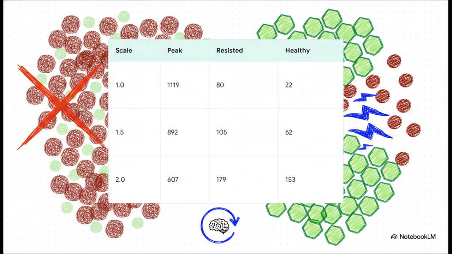But drop down to scale 2.0. Peak cancer is practically cut in half to 607. The total resisted conversions more than double, and the final healthy cell count jumps to 153. Empowering the healthy system changes the entire landscape.